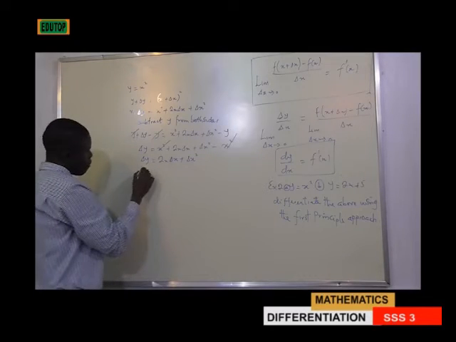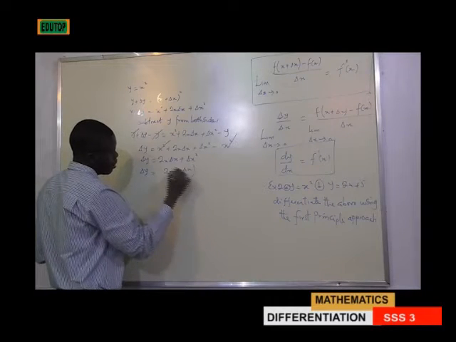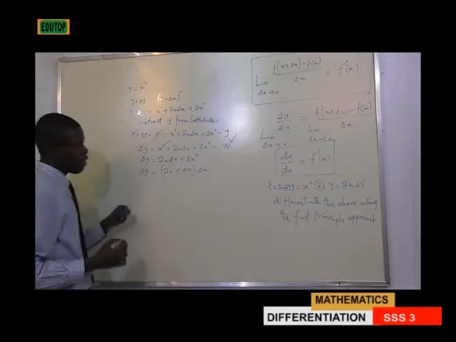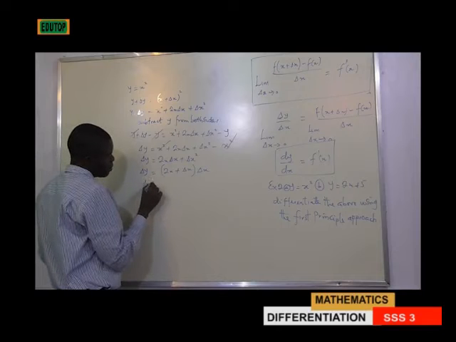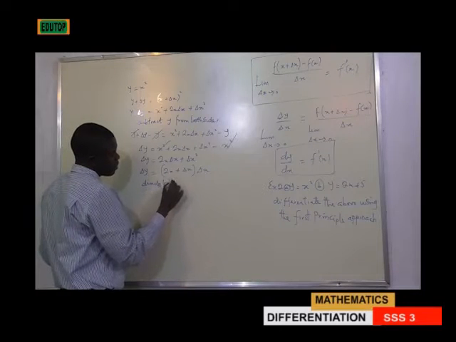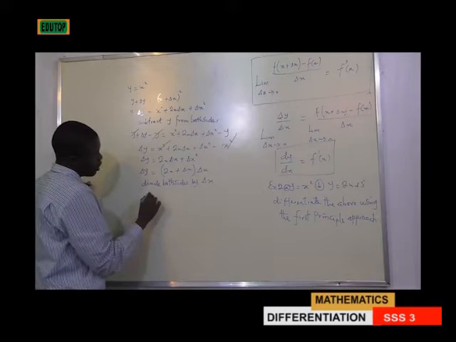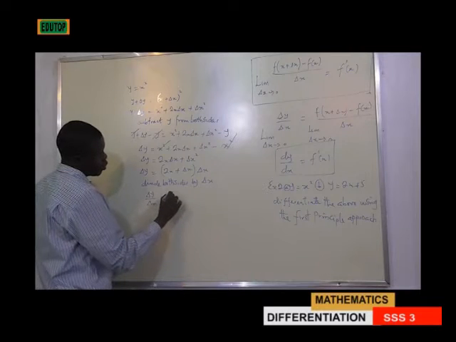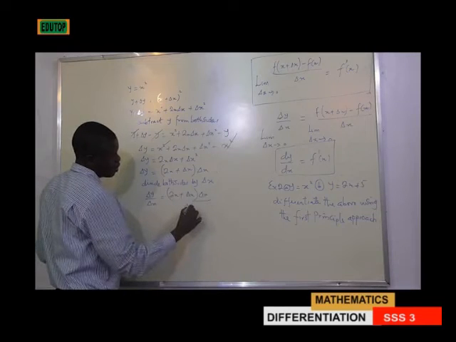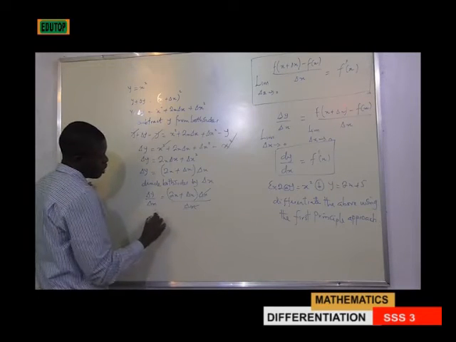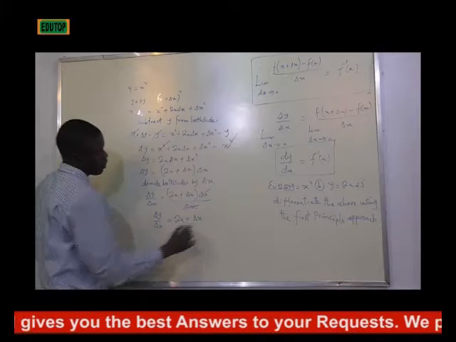Then it is evident that change in y equals change in x times 2x plus change in x, because change in x is common, so I factorize change in x out. Then I will divide both sides by change in x. So I will have change in y over change in x equals change in x times 2x plus change in x, over change in x. This cancels this. Then I have change in y over change in x equals 2x plus change in x.